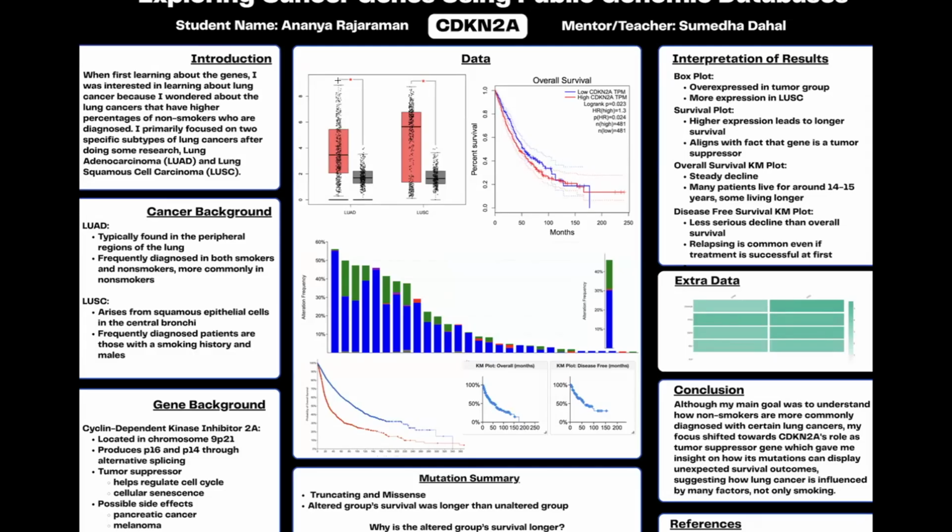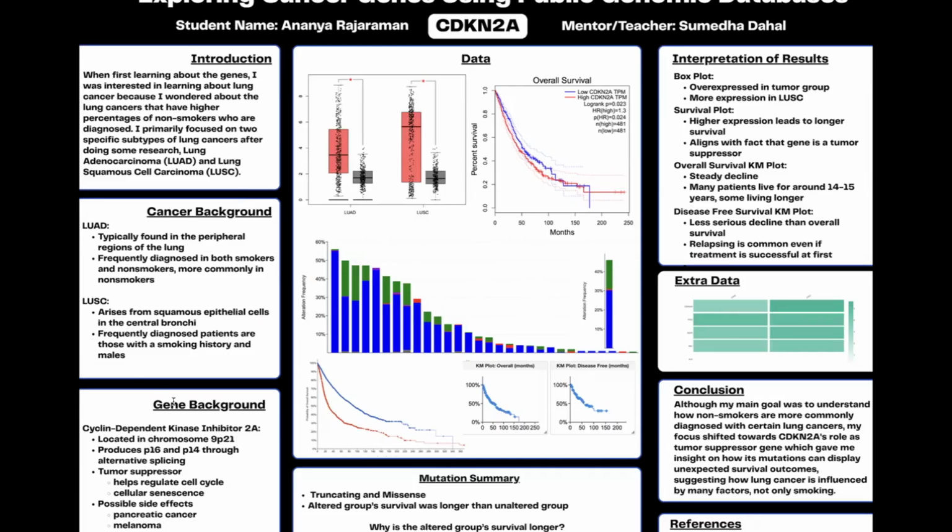So a little bit of background on the cancers. Lung adenocarcinoma is found in the peripheral regions of the lung, and this is usually diagnosed in smokers and non-smokers, but actually more commonly in non-smokers, which I was surprised by. While lung squamous cell carcinoma comes from the squamous cells in the central bronchi, and this is usually diagnosed in patients that have a smoking history, and these are primarily males.